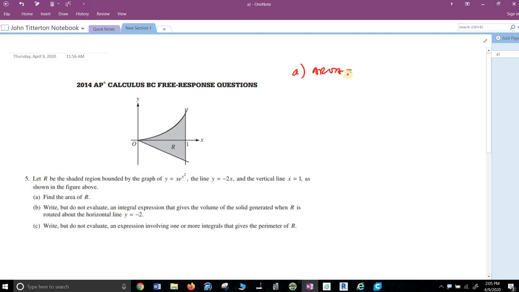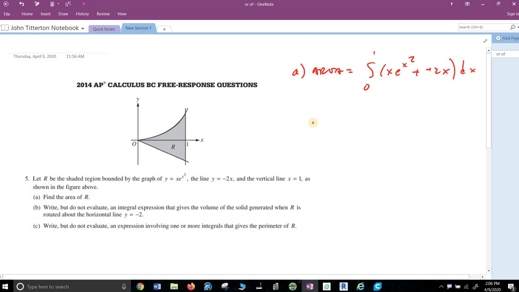The area is the top one minus the bottom one, and it's the integral from 0 to 1 of x e to the x squared minus 2x. And it makes sense that these cancel out because you're adding the area on the bottom, dx.